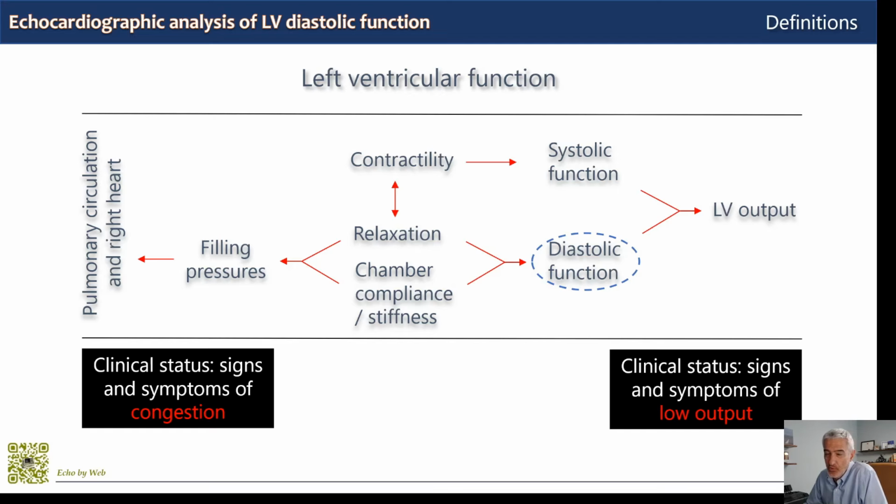It is preferable to always specify whether we are diagnosing a prevalent dysfunction of relaxation, for example, in the context of acute or chronic ischemia, or a prevalent dysfunction of compliance, for example, in the context of a restrictive cardiomyopathy, a heart failure with preserved systolic function. It is also important to understand that the two types of dysfunction, relaxation and altered compliance, often coexist to varying degrees, as we will see shortly.